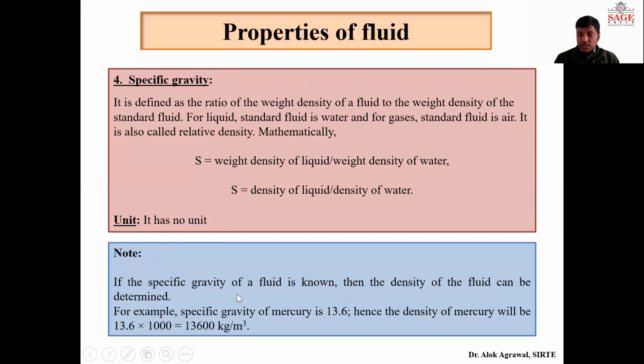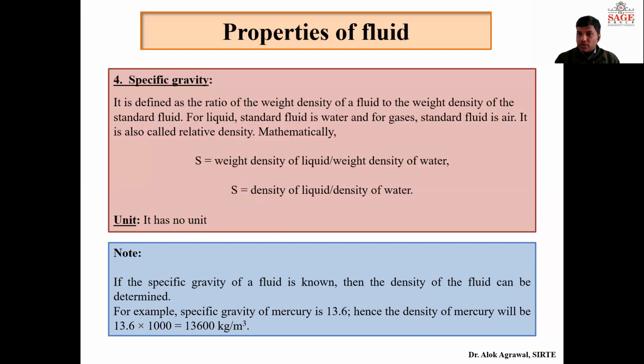The important note associated with this specific gravity is that if the specific gravity of a fluid is known, we can calculate the density of that fluid. How? Suppose we know that density of water is 1000. We know specific gravity of one unknown liquid, that is 0.6. Then what will be the density of liquid? This 1000 will come here and multiply by 0.6, and we'll get density of liquid as 600 kg per meter cube. Here is the example: specific gravity of mercury is 13.6. So its density will be 13.6 into 1000, that is 13600 kg per meter cube.